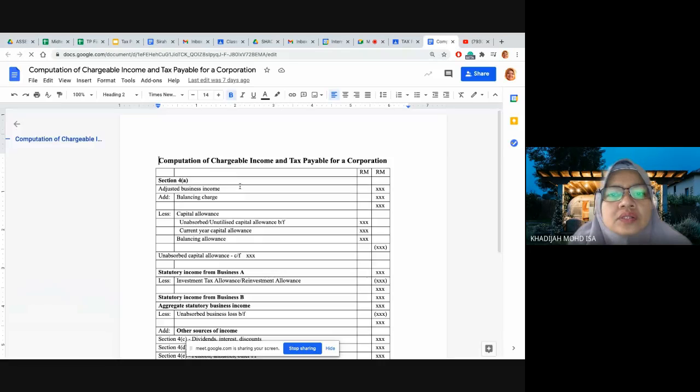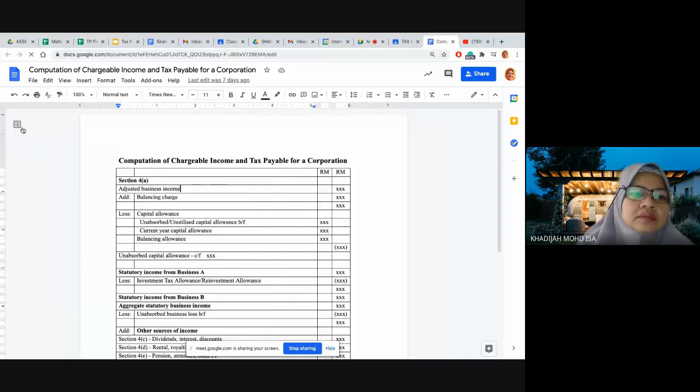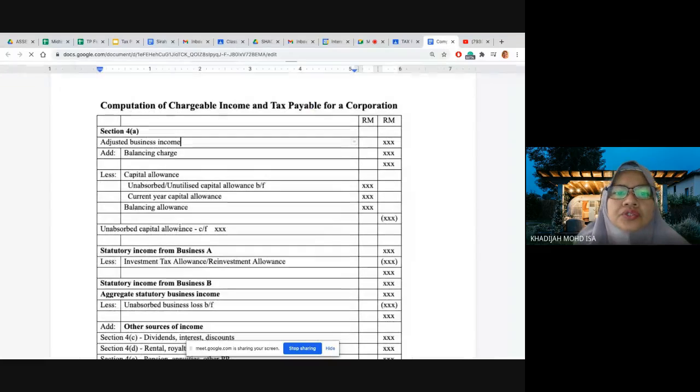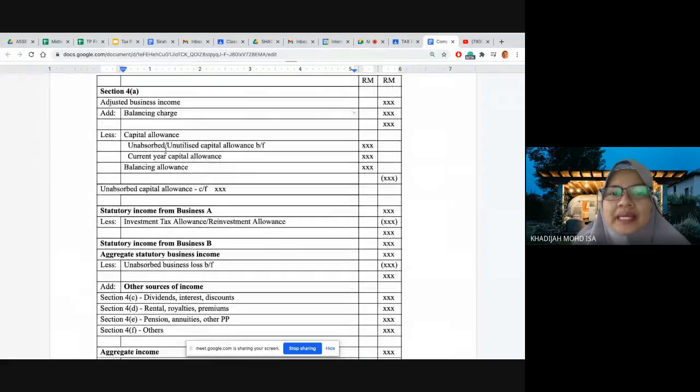Right? So I hope that when I talk about your adjusted income, you should have a very clear picture. When I say adjusted income, balancing charge, capital allowance, statutory income, you should be able to have that in your mind. It's always at your fingertips already. You already know where the adjusted income is, where the statutory income is. Alright, advanced tax. This one should be in your head already.